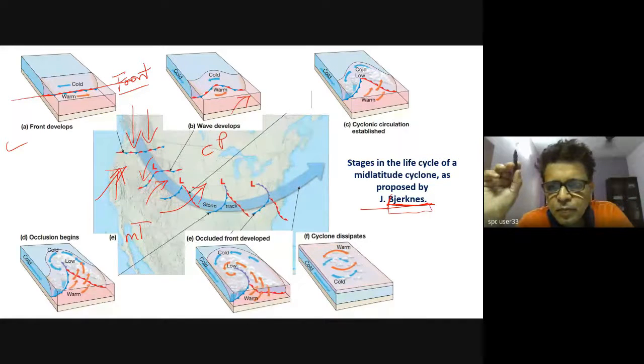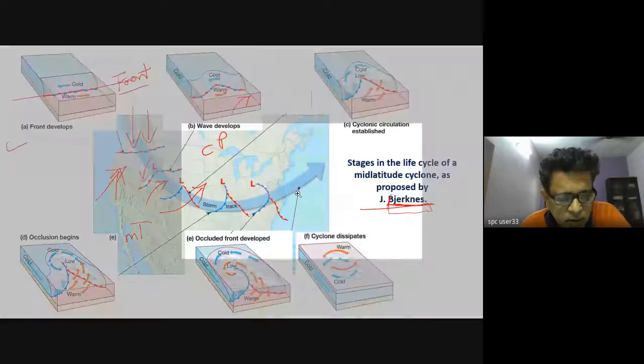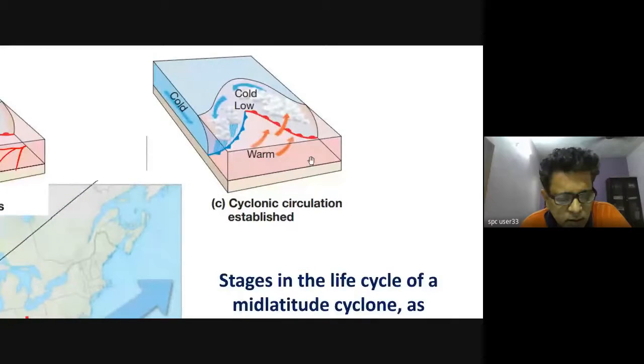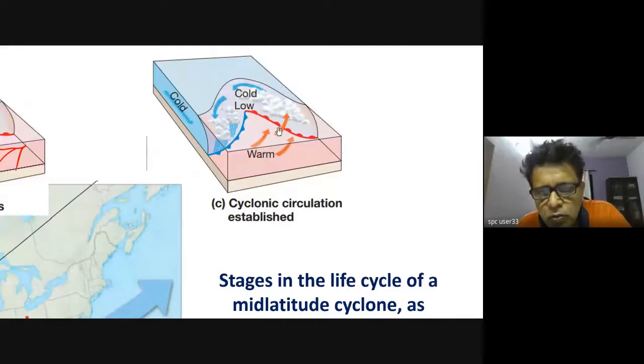As a consequence, the cyclonic circulation will be established. What exactly has happened here is that the warm air, in its attempt to go into it... Now, what does this represent? You'll see that the clouds are more dispersed here.